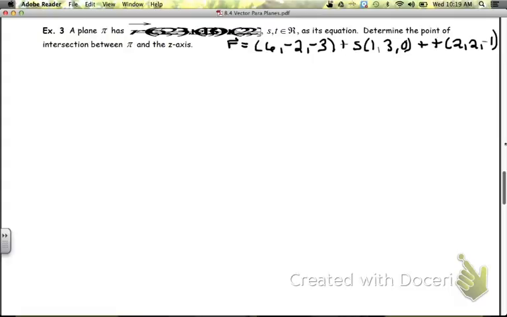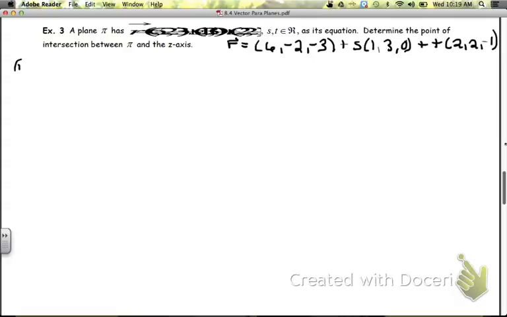Now in example 3, you're going to need to rewrite the plane here. Just some errors with the equation. So a plane has our vector r equal to (6, -2, -3) plus s times our vector a, which is (1, 3, 0), plus t times our vector b, which is (2, 2, -1), where s and t are elements of the real numbers, as its equation. So we want to determine the point of intersection between our plane pi and our z-axis.